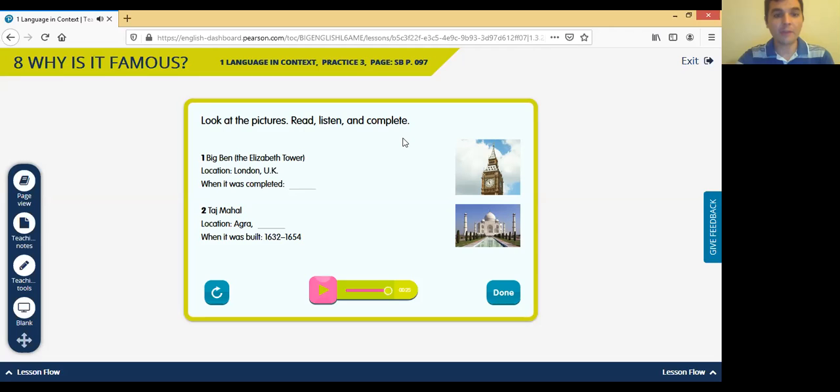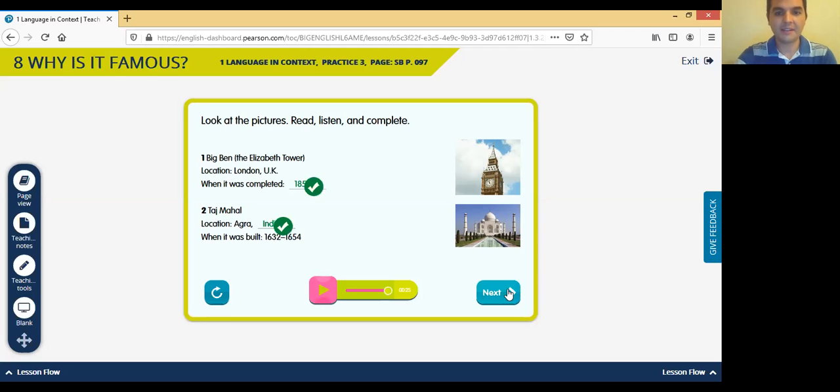All right, for the first answer, we heard a little bit of information about Big Ben. It said it was completed back in 1859. That's when it was completed. Now, for the Taj Mahal, which is located in Agra, we have to complete the name of the country where this is at. And I believe I even told you in the slides. So that's in India.